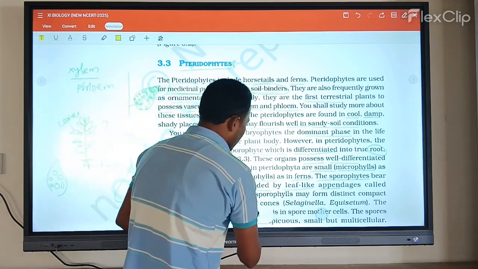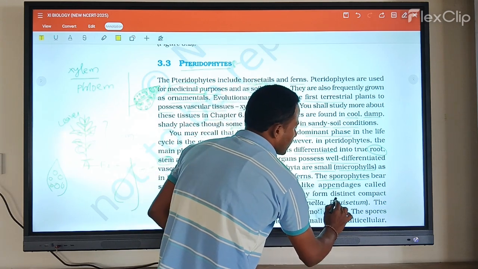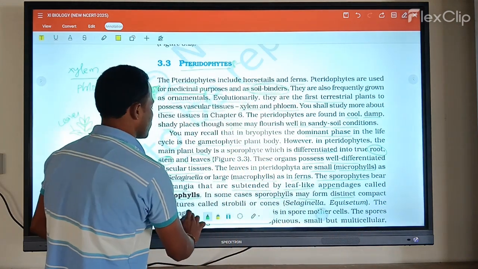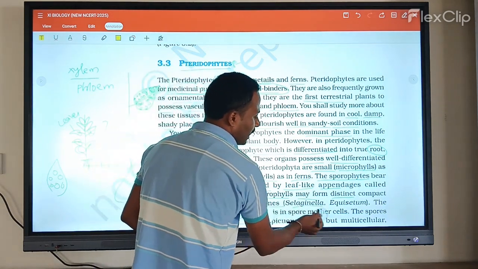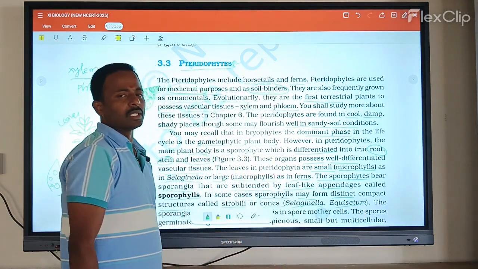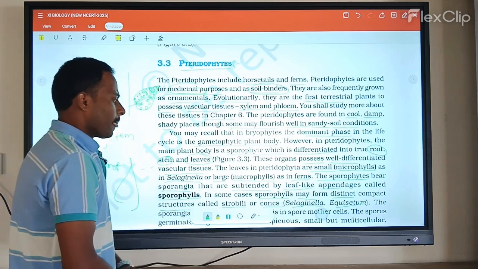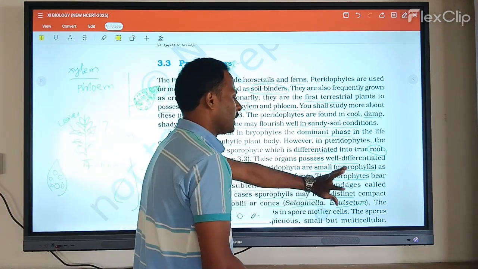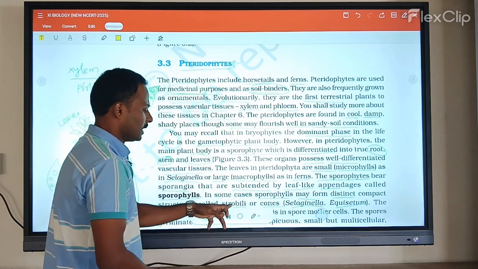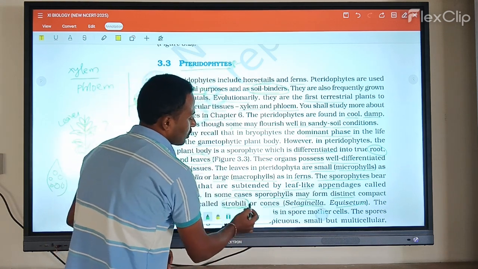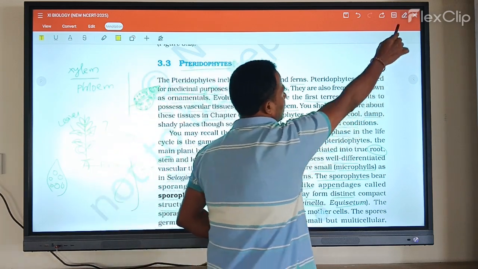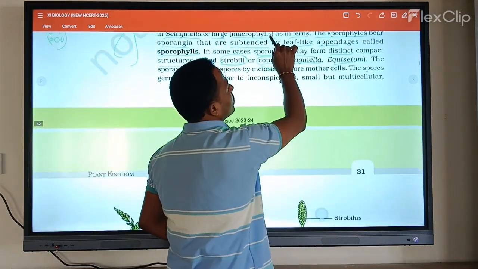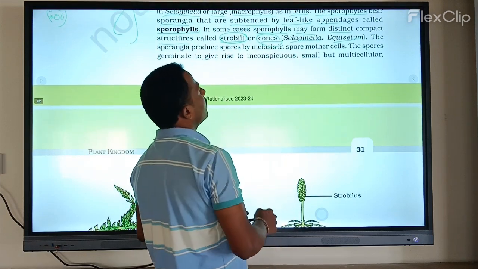In some cases the sporophylls may be aggregated to form distinct compact structures called strobili or cones. You notice these in the members of Selaginella and Equisetum.